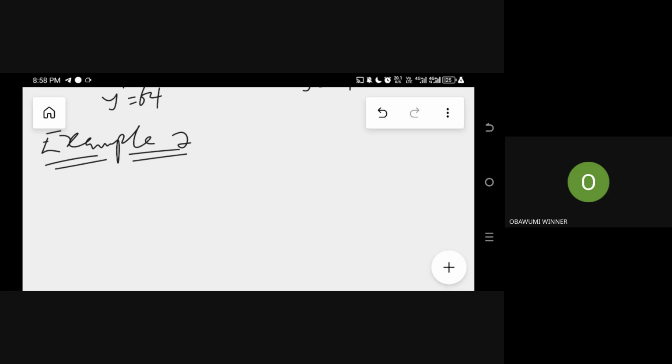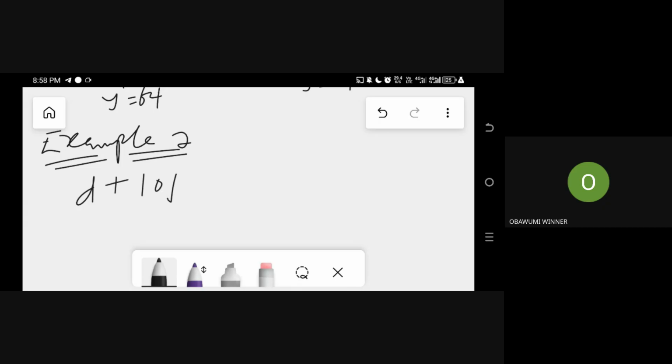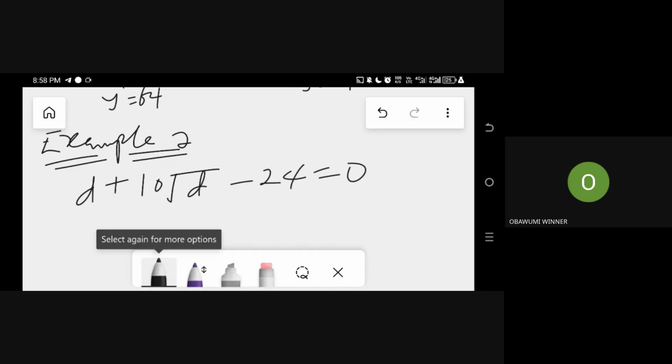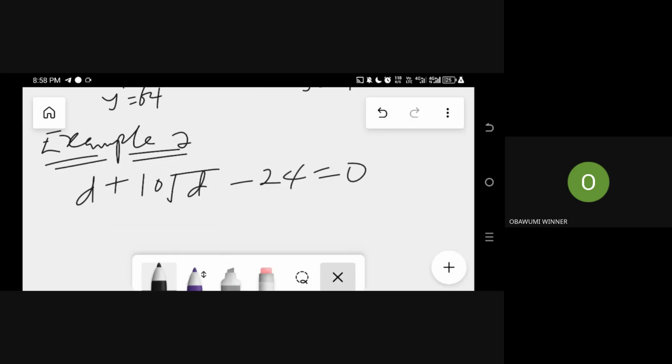So another question. Let's say we have, we've always done the ones where B was negative. Well, let's say we have this question: D plus 10 root D minus 24 equals 0. So this is the question, D plus 10 root D minus 24 is equal to 0.